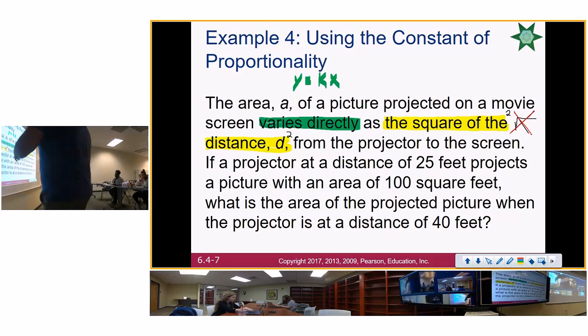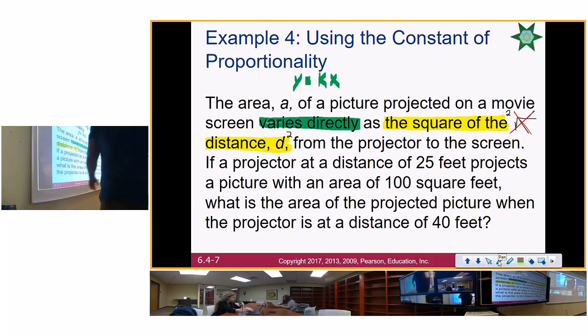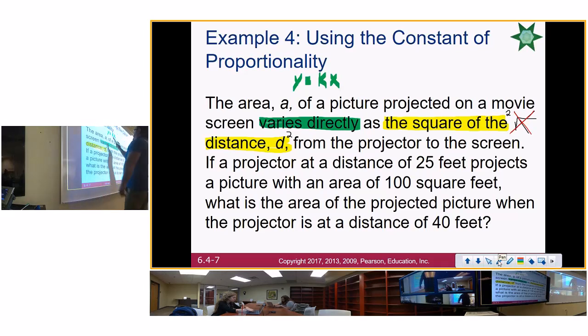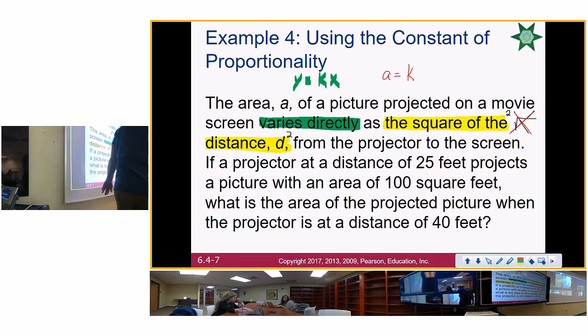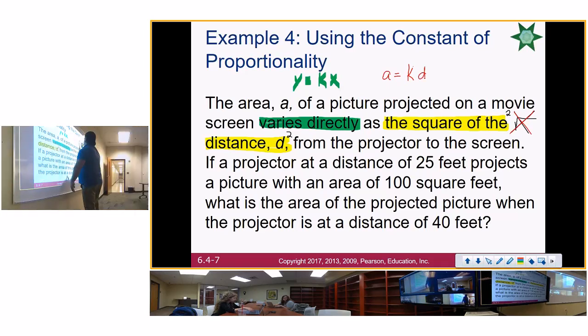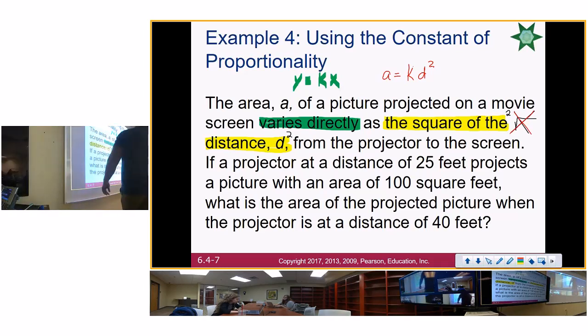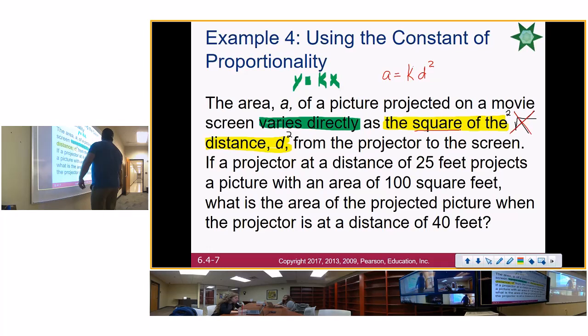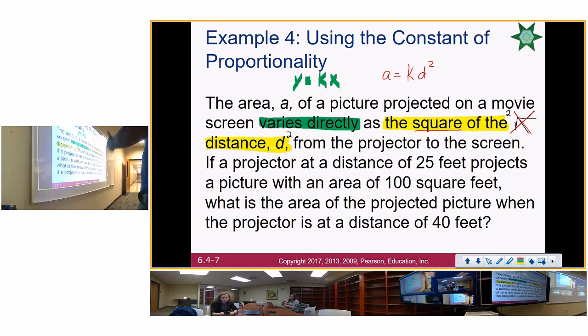So what comes first? Y. What am I going to replace Y with? What comes first in the paragraph? A. So I'm going to replace Y with A. K never what? Never changes. And then I'm going to plug in what? D squared for X. So there is my formula. What I left out the other day, I didn't see this, and that's why I left the square out. So now that's the first part: write the equation, replace the variables.